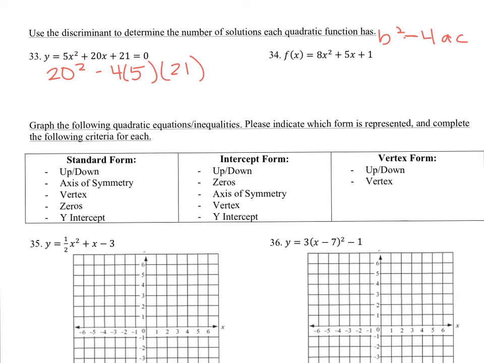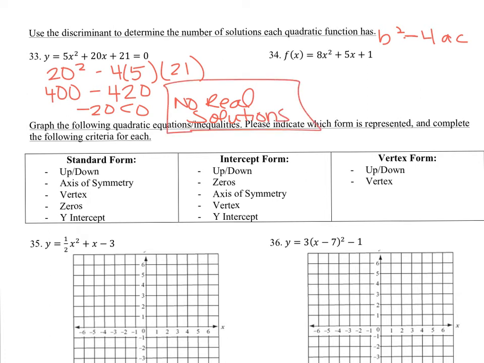So 20 squared is 400. And then I have to do 4 times 5, which is 20, times 21, which is 420. So now I get negative 20. This is less than 0, which means I have no real solutions, which means I have 2 imaginary solutions.